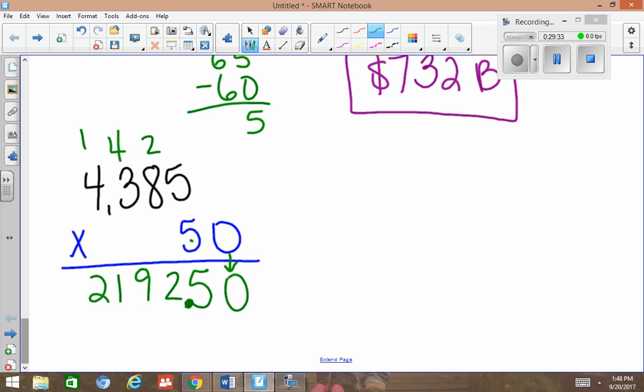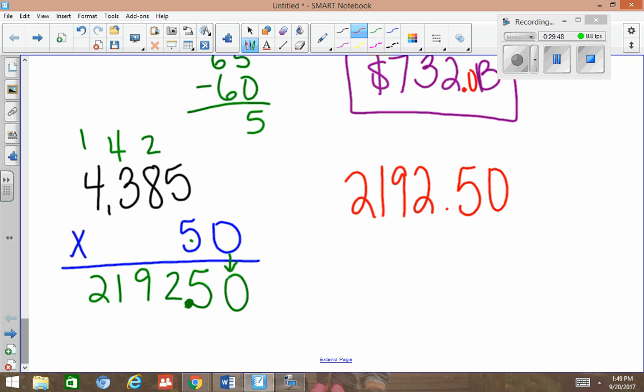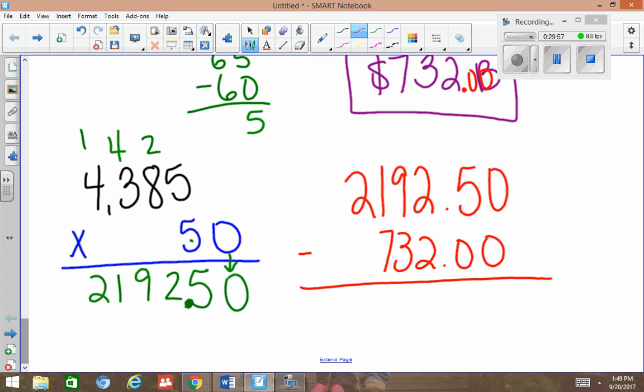So how much did he spend? He spent $732. Very good. So I have to take my 2,100 and 50 cents and minus it from that. Isn't it 0.00 with decimals? So let's not forget that. That one's probably kind of harder. Okay. So you take those away real fast.